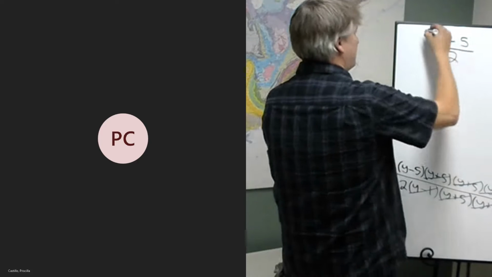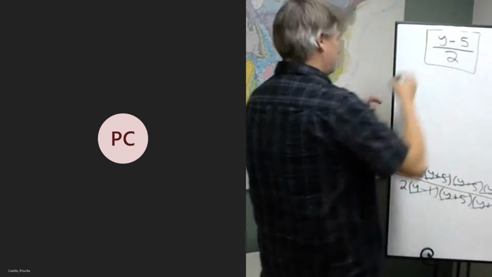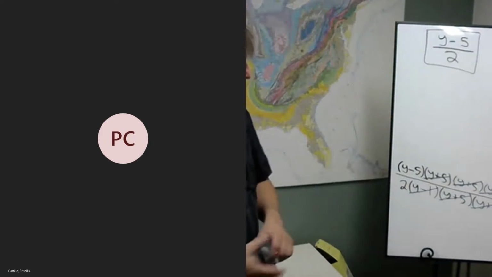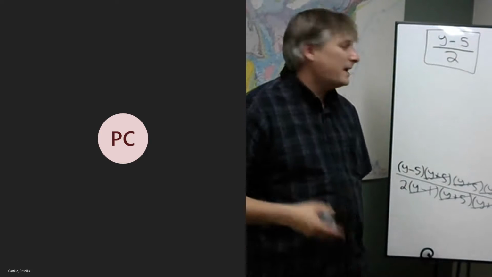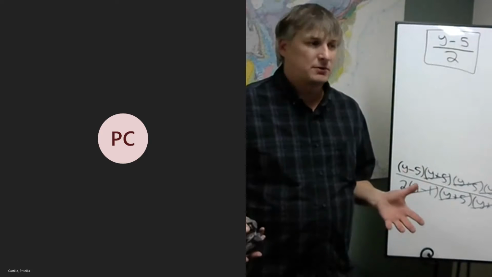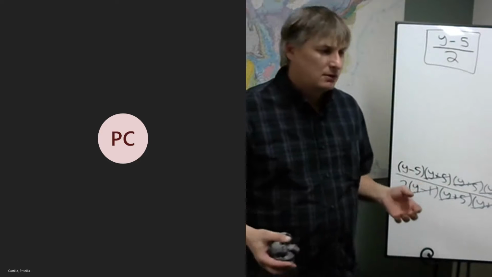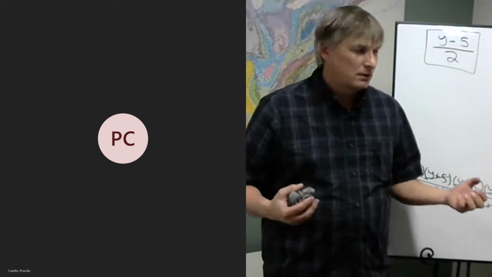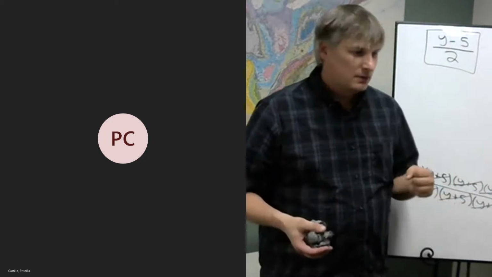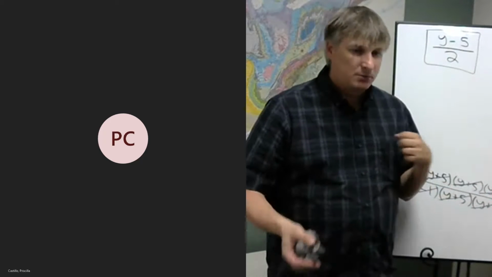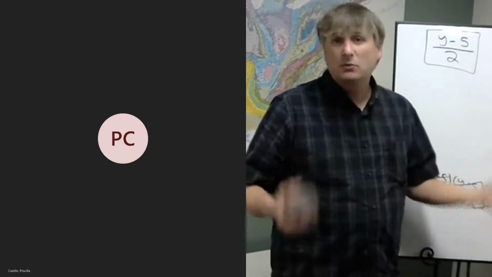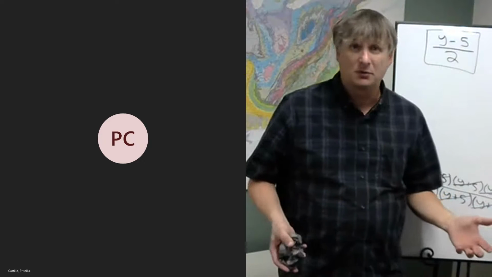Just y minus 5 over 2. So that's what we're looking at with these rational expressions. We're treating them like fractions. We're breaking down each of the polynomials into factors. We look for factors that cancel. We multiply and divide the same way we multiply and divide fractions. We reduce these in the same way we reduce fractions.